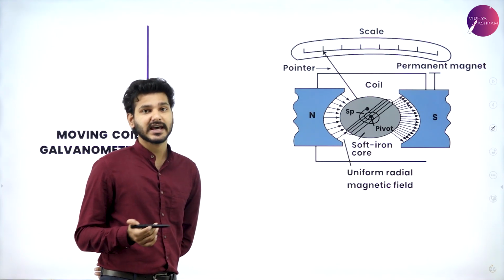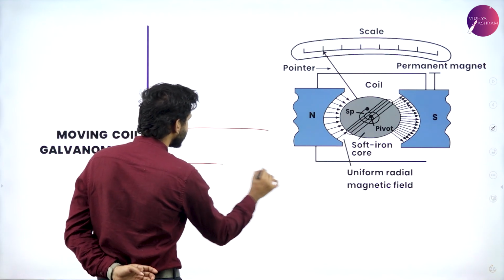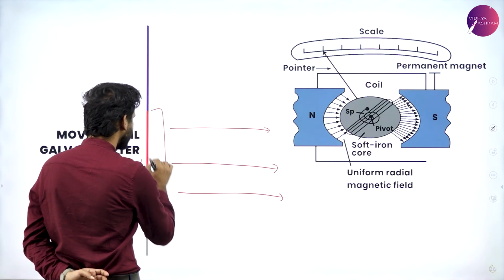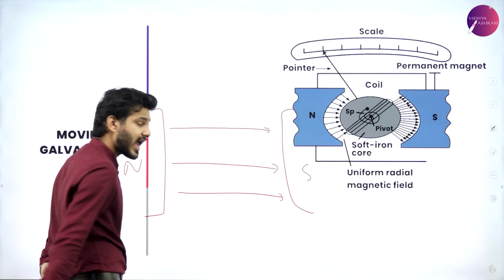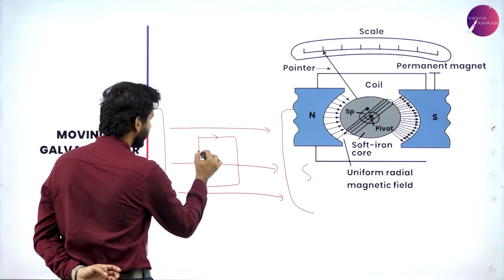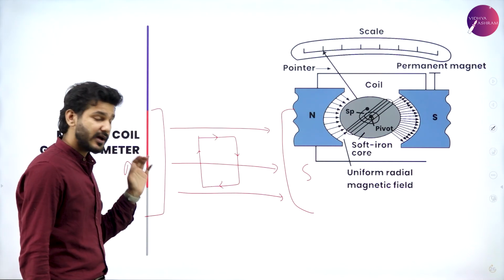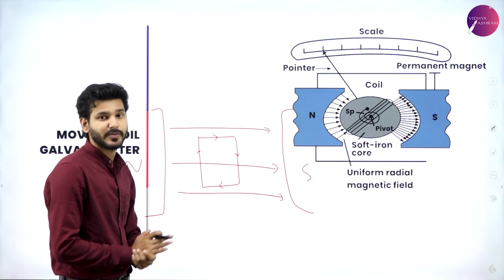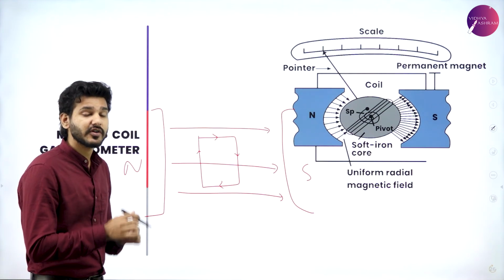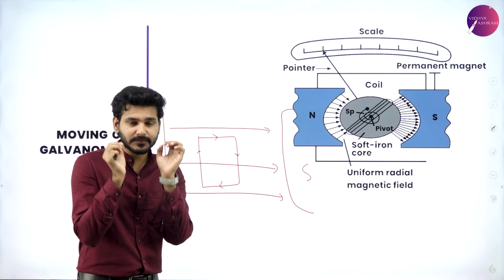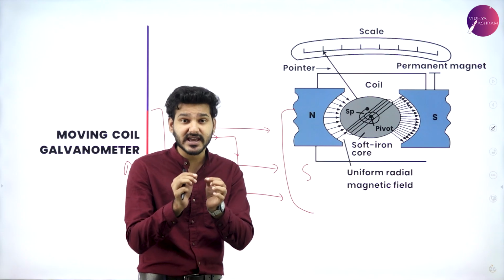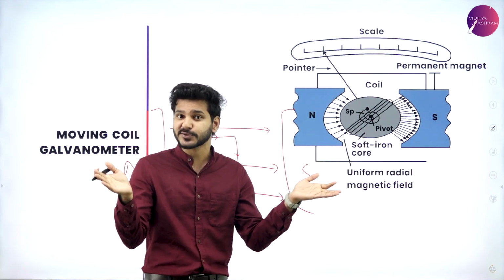We do know one thing: if any current carrying conductor is placed in a uniform magnetic field, let's say this is the north and this is the south pole, and if we keep a current carrying coil, we remember from the previous derivations, so if we are placing a current carrying loop in between these two magnets, that is inside a uniform magnetic field, it will experience a torque, and that particular torque will make it spin. That small principle is being taken here and applied so that we can make a device that can detect electric current. How exactly that is done will be explained right now.